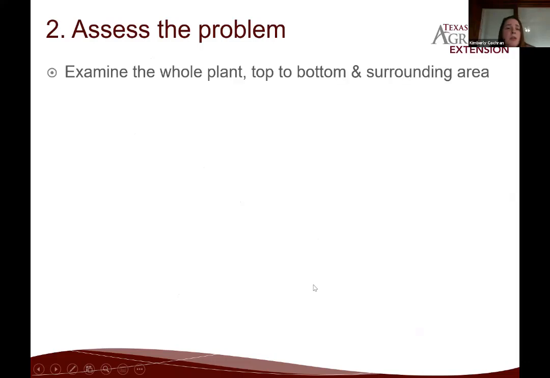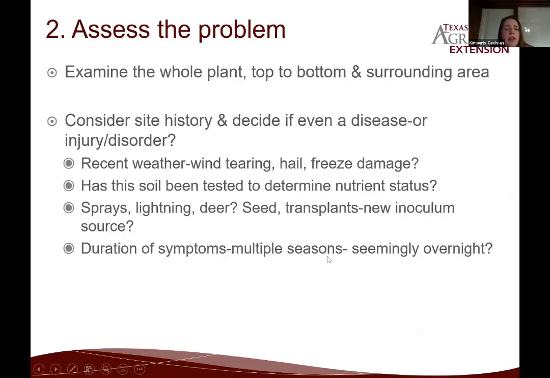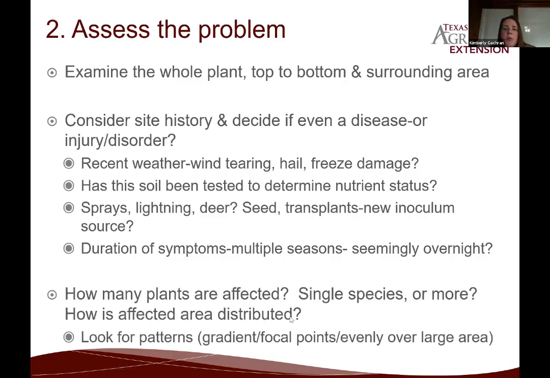Assess the problem. Examine the whole plant top to bottom and the surrounding area, and take a good site history and decide if it's even a disease or is it an injury or disorder. So consider recent weather, soil testing history in terms of nutritional problems, sprays, lightning, deer, and also how long this problem has been going on. Usually diseases are not going to pop up overnight. They're going to be a work in progress type of thing that takes time to develop versus say a chemical injury, which will seemingly pop up overnight.